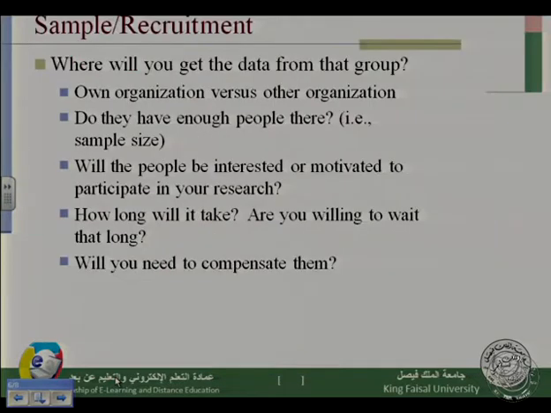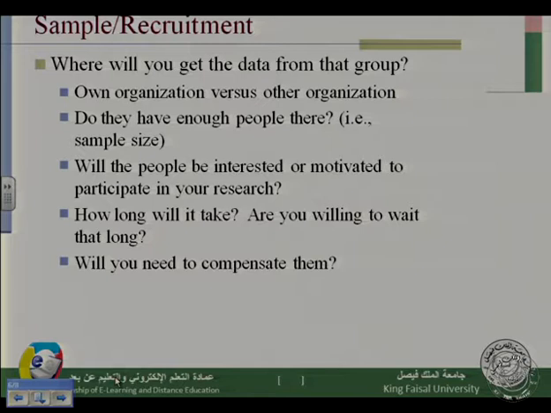Sample recruitment. It's called recruitment because sometimes you need to recruit a sample. Sometimes you need to pay for them to participate in your research. Where will you get the data from that group? As I said, you need to specify where. Are you going to schools? Are you going to look for them in streets? Are you going to their homes?